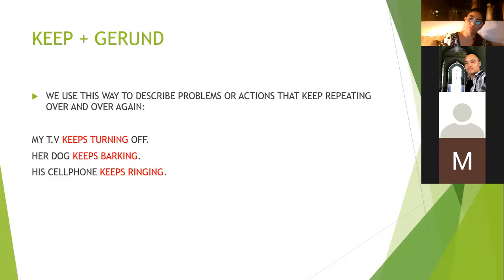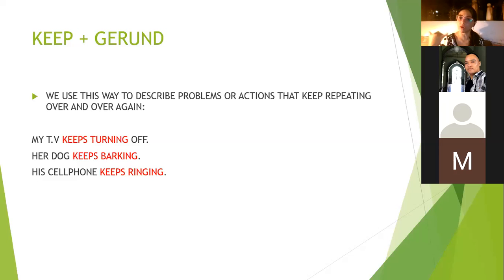So you say here, for example, Elmer, can you read the examples, please? My TV keeps turning off. Okay. Uh-huh, Elmer, continue. The other one. Yes, please. Her dog keeps barking. Yeah, it doesn't shut up. It keeps on barking. Uh-huh. His headphone keeps ringing. All right, okay.